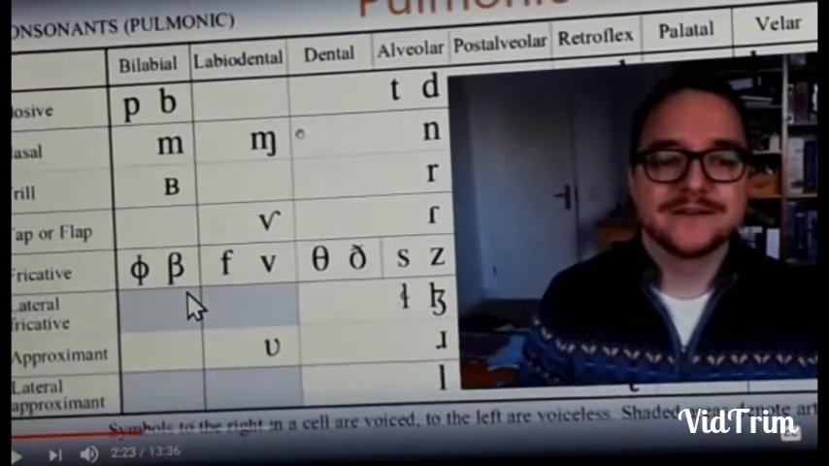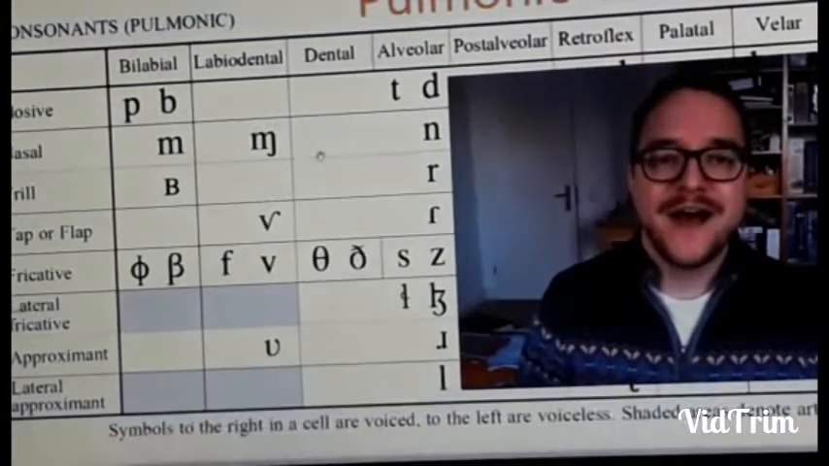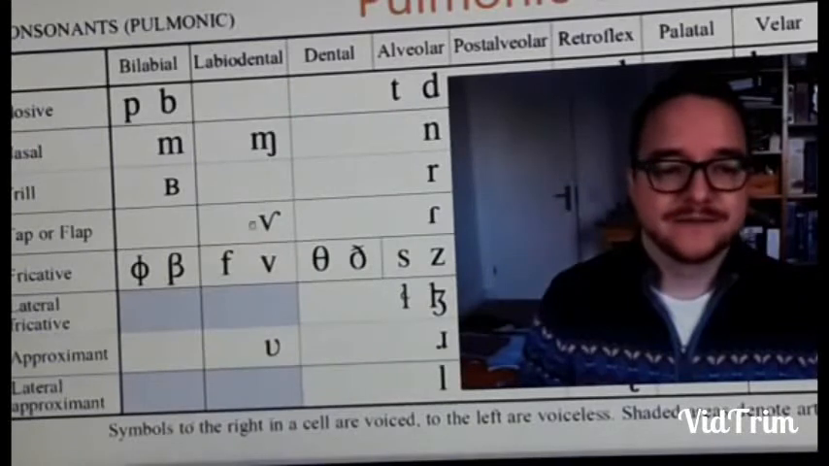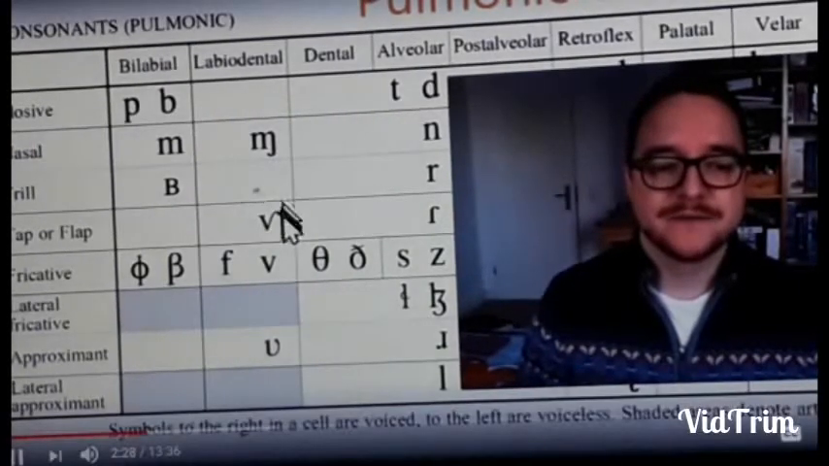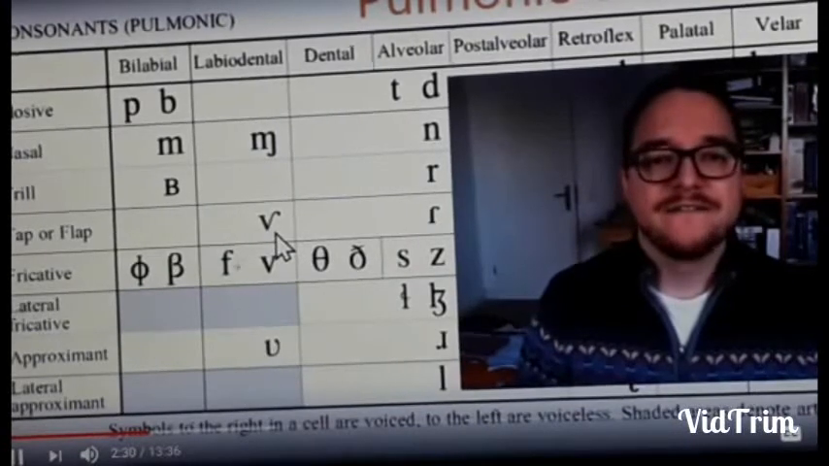Labiodental consonants. So labiodental nasal: ma, amma. Ma, amma. All right. Va. Labiodental tap or flap: va, ava.